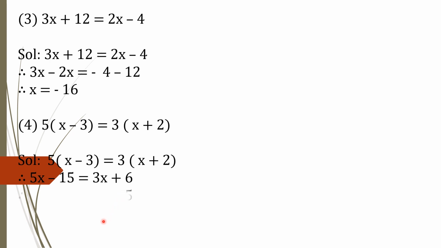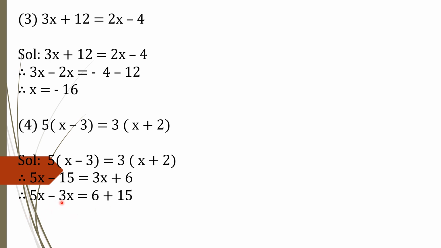So therefore 5x, now this 3x will come to left hand side, so it will become minus 3x equal to 6, which is already there in right hand side, so we'll write down first 6. Now this minus 15 from left hand side, you'll bring it to right hand side, it will become plus 15. Okay, now we'll simplify further.